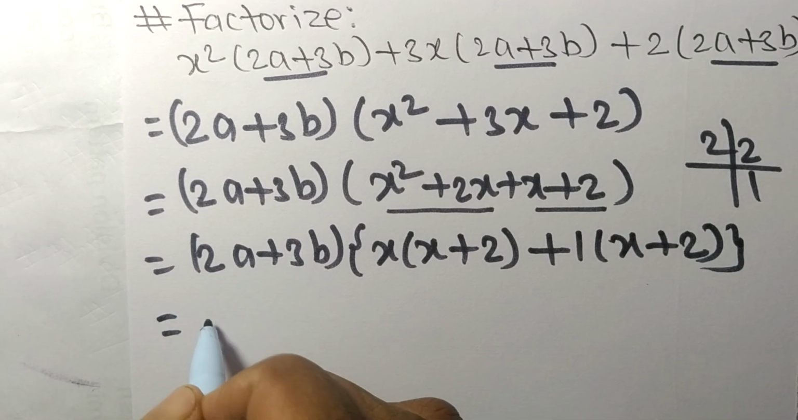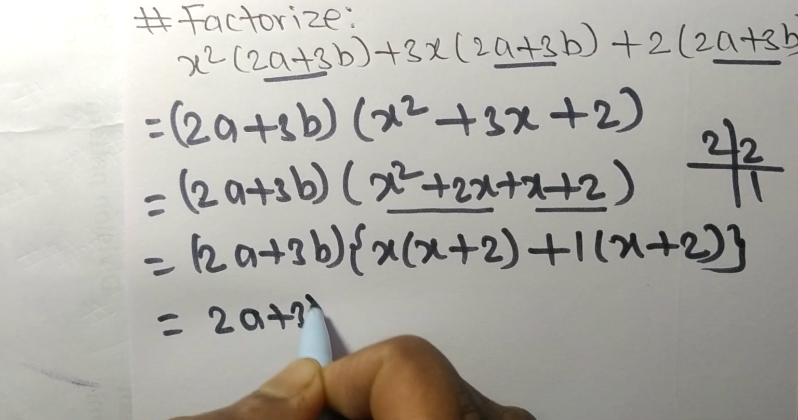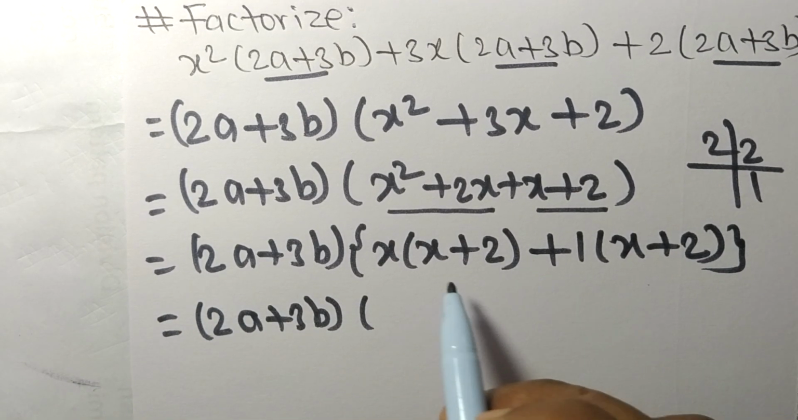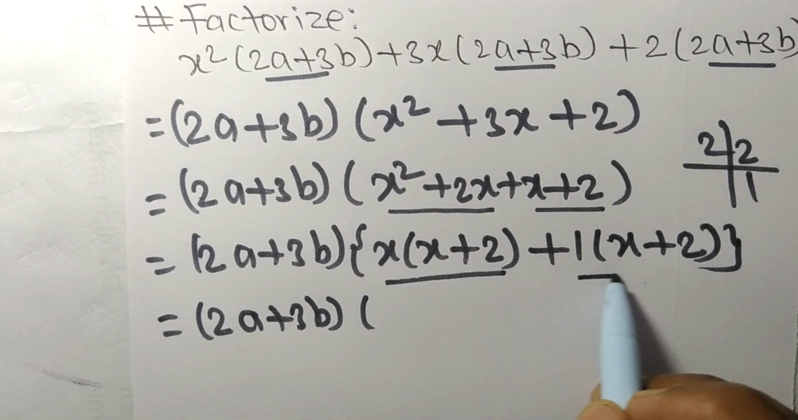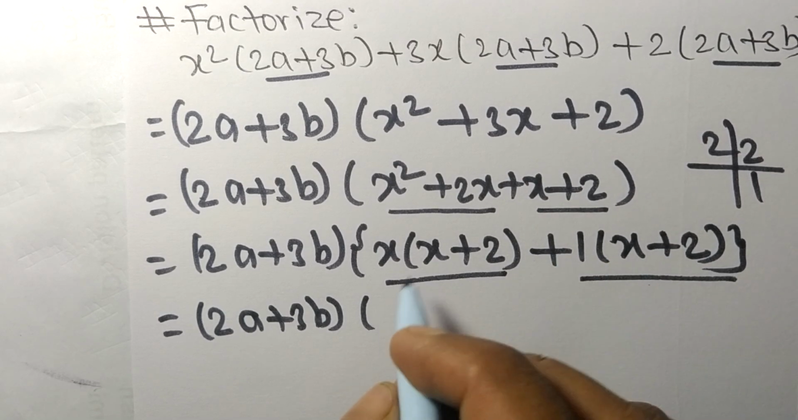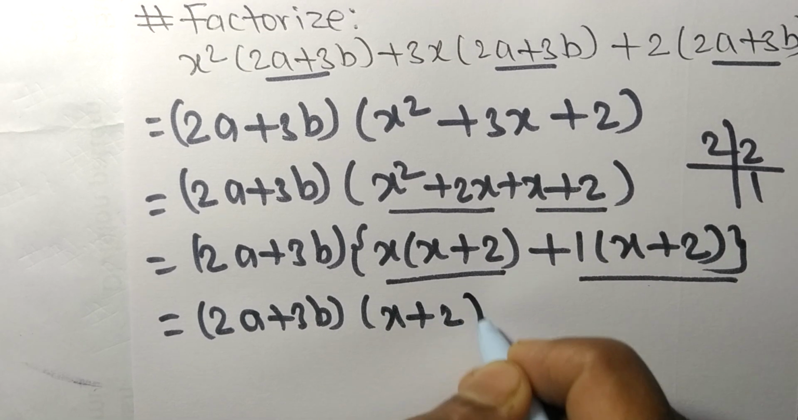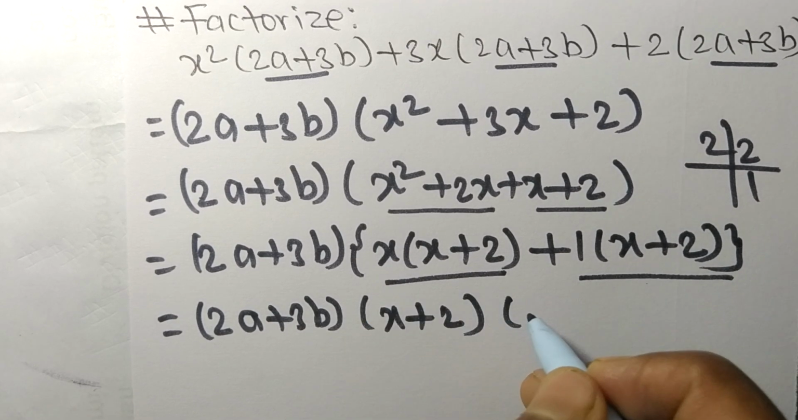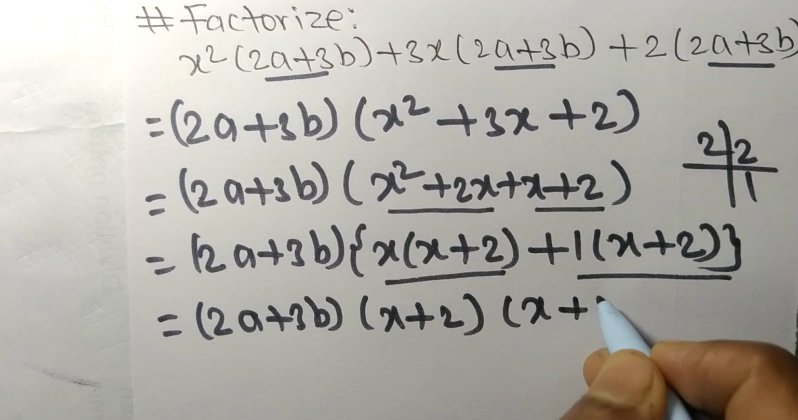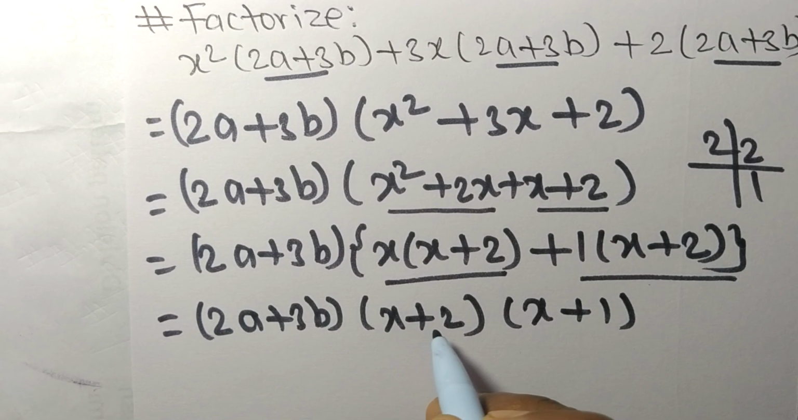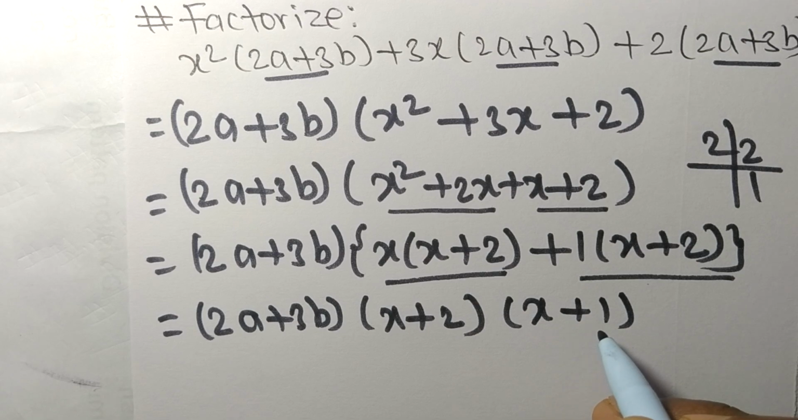So 2a plus 3b is the same, and now we take out the common factor from the first and last expressions. Both contain x plus 2. So x plus 2 is common, and the remaining is x in the first and plus 1 in the last. So 2a plus 3b, x plus 2 and x plus 1 are the required factors.